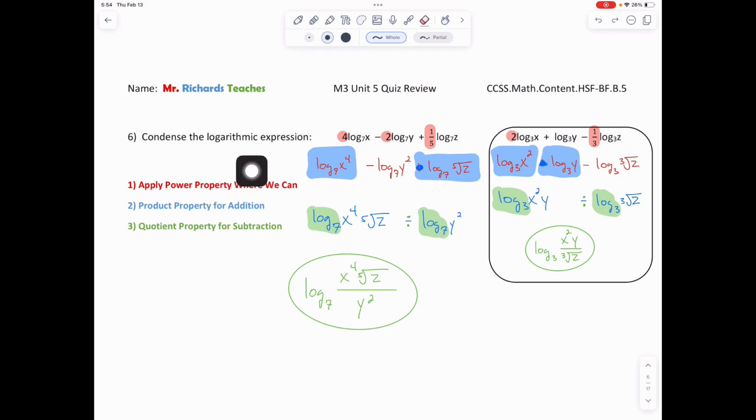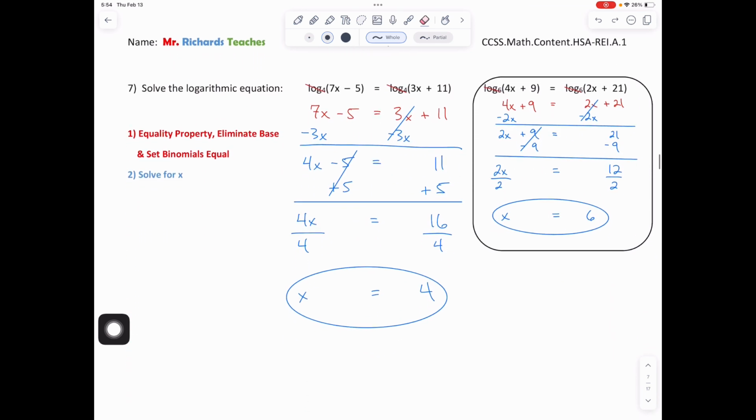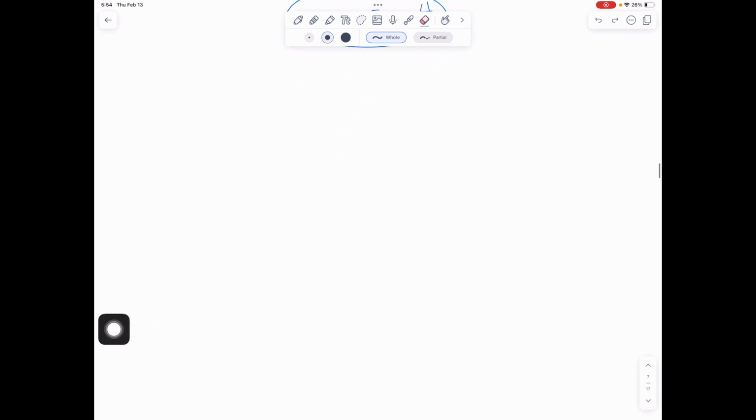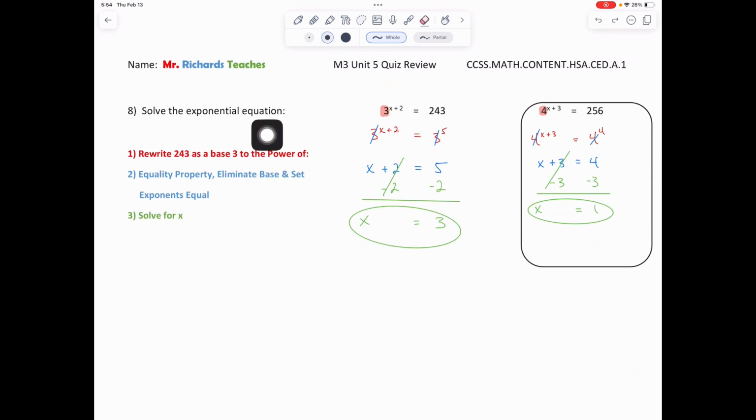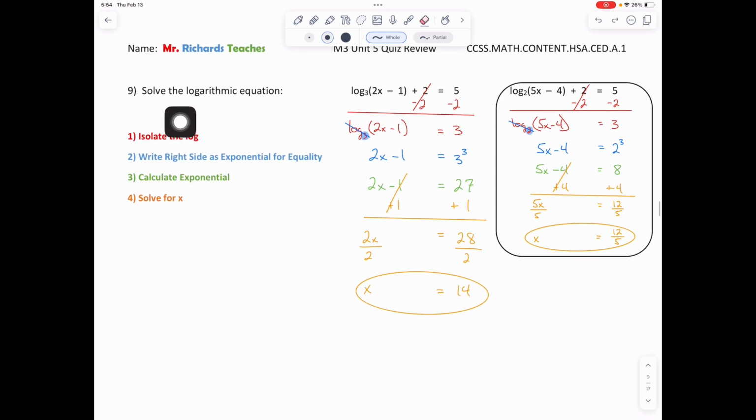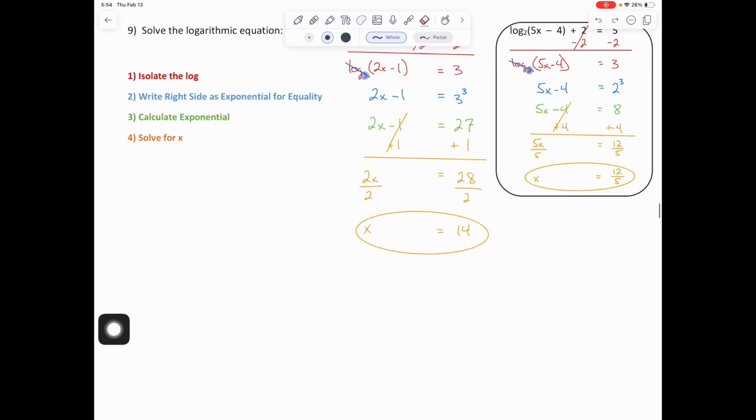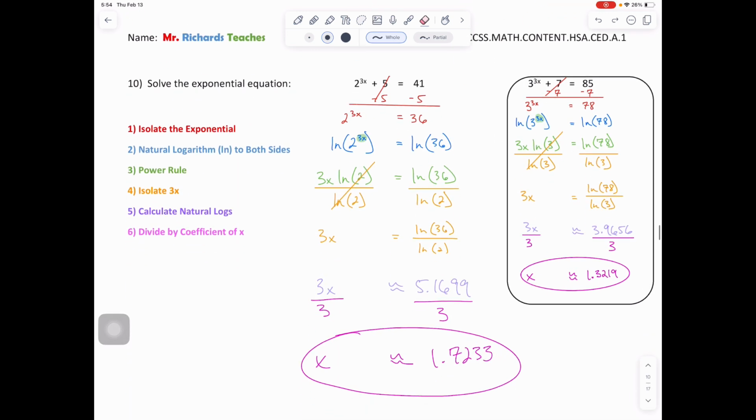For number 6, you had to condense the logarithmic expression, giving you log base 3 of x squared y over cubed root of z. For number 7, you had to solve the logarithmic equation, x equals 6. For number 8, you had to solve the exponential equation, x equals 1. For number 9, you had to solve the logarithmic equation, x equals 12 over 5, just leave the fraction. For number 10, you had to solve the exponential equation. X is approximately 1.3219.